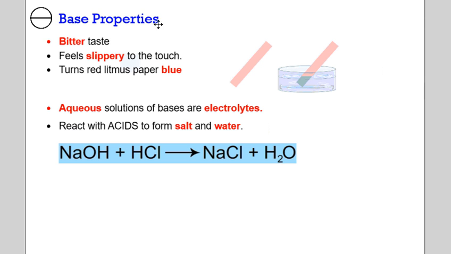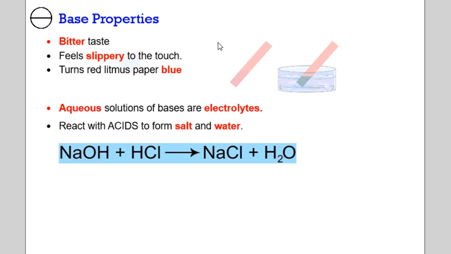Some common facts about bases: typically they taste bitter, though you're not going to have a recognizable taste from any of them. They feel slippery to the touch. If you ever get bleach, chlorine bleach, on your hand, you'll notice that slipperiness. That's the desquamation of your hand taking place. It literally sloughs all the dead skin cells off your fingers, off the outer layer of your skin.